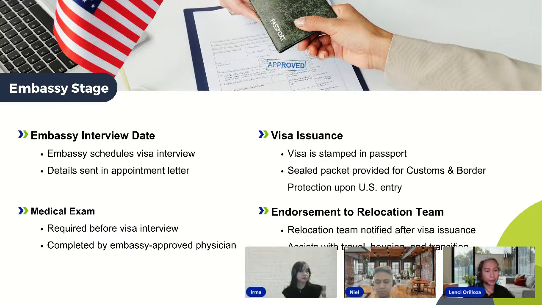There is an option per consulate on how you prefer to have your visa delivery. It can be delivered to your preferred mailing address, or you can pick it up directly from the US Embassy. Once the visa is issued, it will be delivered to you in a sealed packet. The sealed packet shouldn't be opened, and only the immigration officer should open it. You just have to get the passport inside the packet itself. Once the case managers in Worldwide receive the copy of your visa, we are going to endorse you to the relocation team who will be facilitating up to the US deployment.